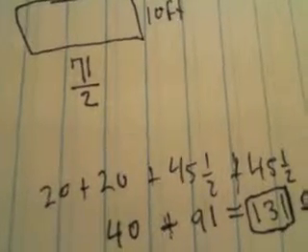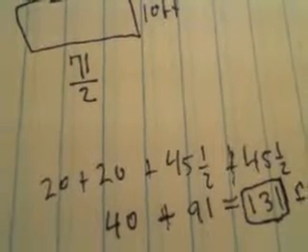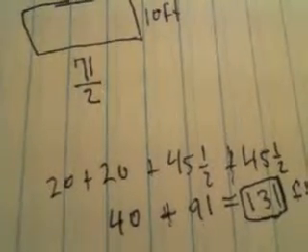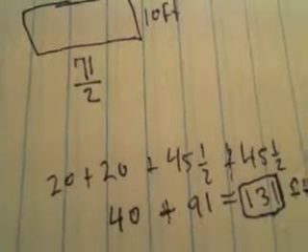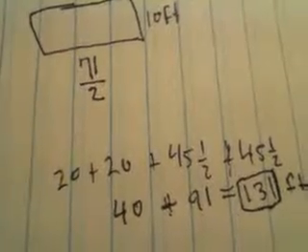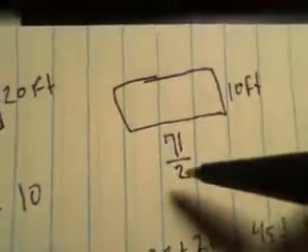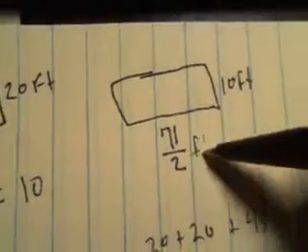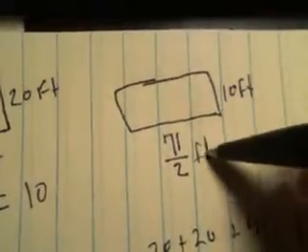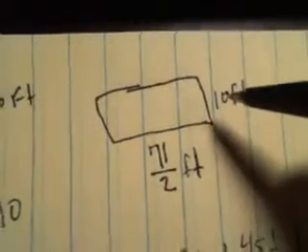Okay, so let's look at letter B. Letter B says, how much will it cost to put a row of tile around the edge of the pool if the tile costs $3.25 per linear foot? Okay, so let's do that. So we already know the dimensions of the swimming pool. We have the length, which is 71 over 2 feet. Let me write the units, it's important. Feet. And then over here we have 10 feet. So yeah, we got that.